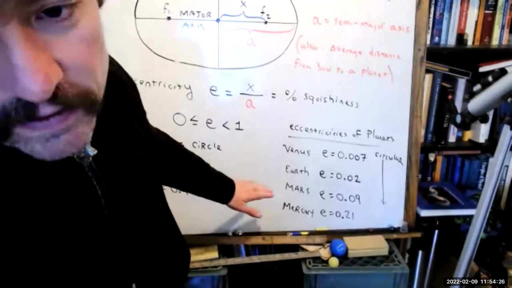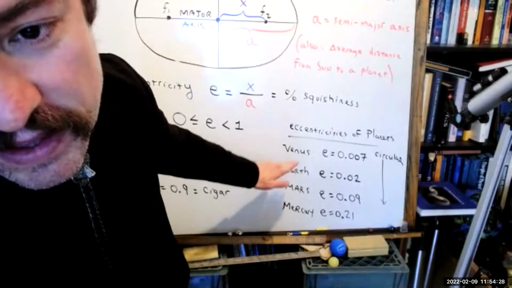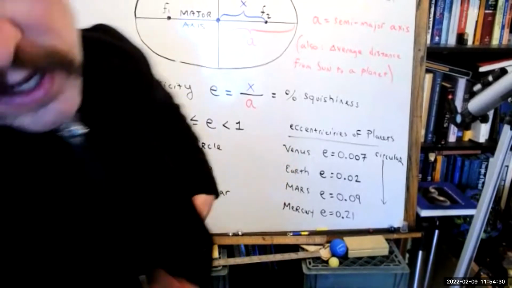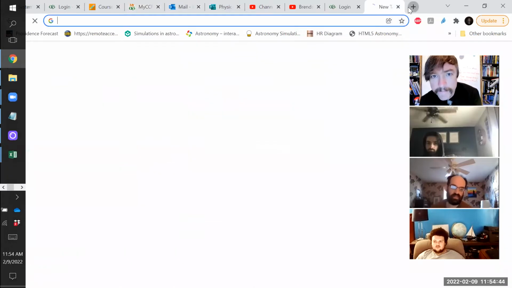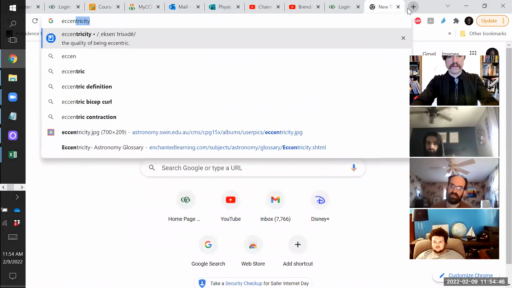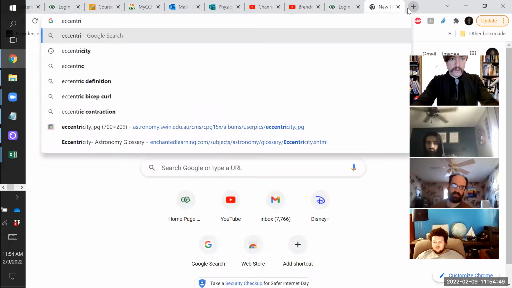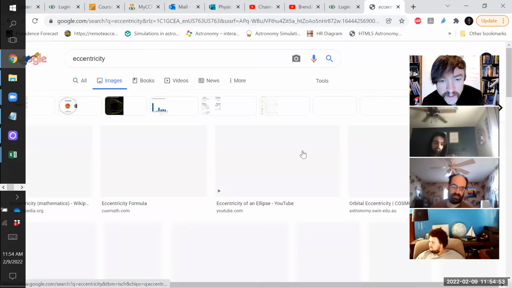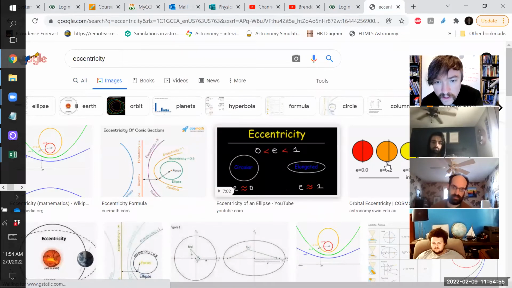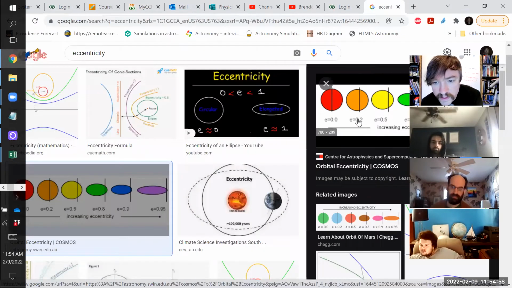One could forgive the ancient Greeks for thinking that the planets orbited on perfect circles. If you take a look at an ellipse that's 2% squishy, your eye can really not distinguish that from a perfect circle. Look at this, which I showed you last time. If I type eccentricity into Google here, this cartoon image shows you what some eccentricities look like.